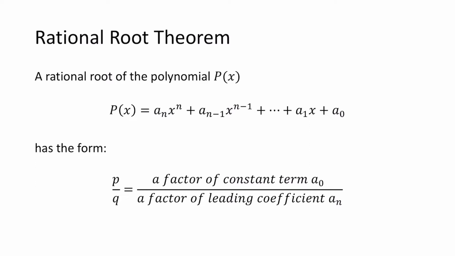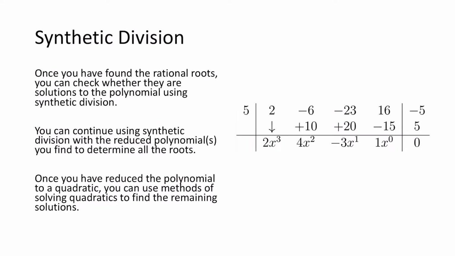The rational root theorem tells us that we can find roots of a polynomial p of x by figuring out p over q, where p are the factors of the constant term, which is a0, and q are the factors of the leading coefficient, an. Now, which of these roots are actually the solutions? Well, you can check them using synthetic division.